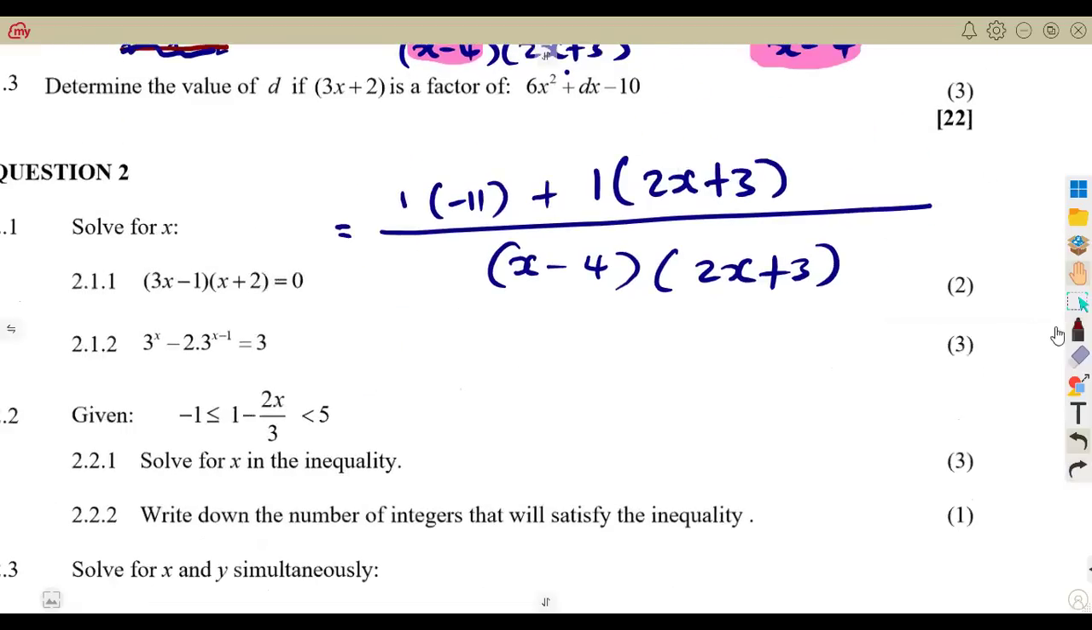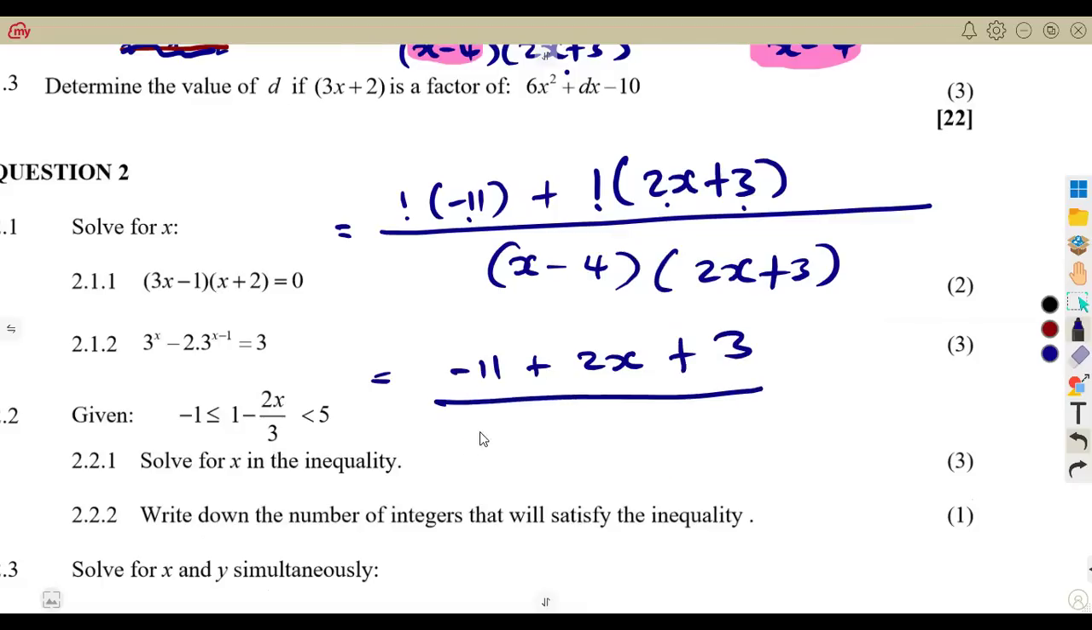So we can simplify further from there. 1 times minus 11, that's minus 11. Distribute the 1 into everything. That's 1 times 2x, which is 2x, and 1 times 3, which is 3. Everything over the same brackets as they are. We're not going to change this; we're just going to rewrite them as they are.